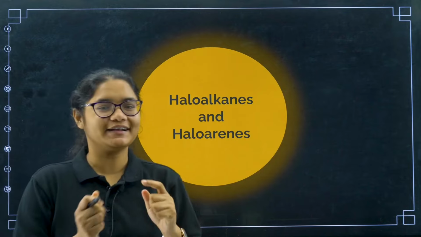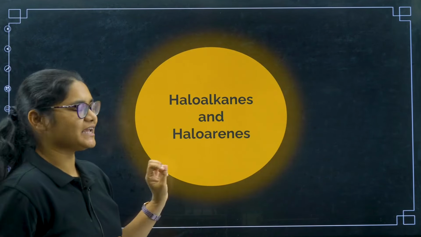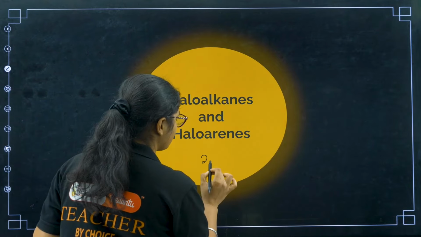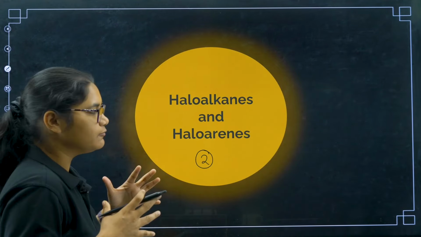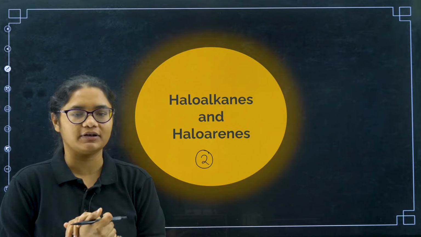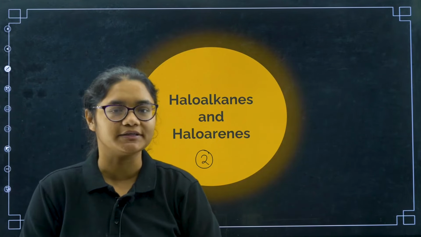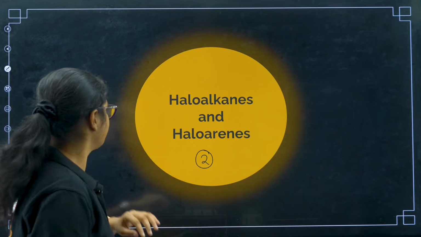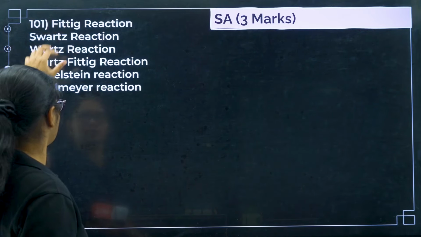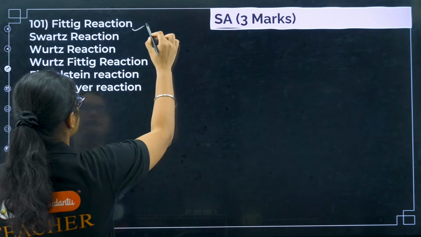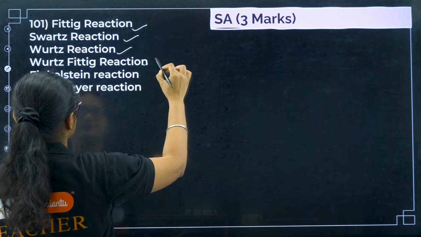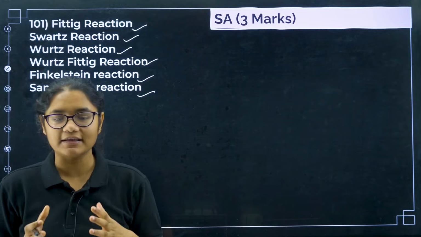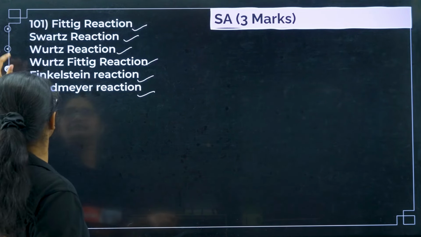So students, now we will discuss the 2 marker questions from the chapter haloalkanes and haloarenes. Here also you will get 1 question of 2 marks, and what I have observed from the last 10 to 15 years of previous year questions is that this 2 marker question is generally a name reaction. So we will first discuss the name reactions in this chapter: Fittig reaction, Swarts reaction, Wurtz-Fittig reaction, Finkelstein reaction, Sandmeyer reaction. These are the reactions from which 2 marker questions can be asked.